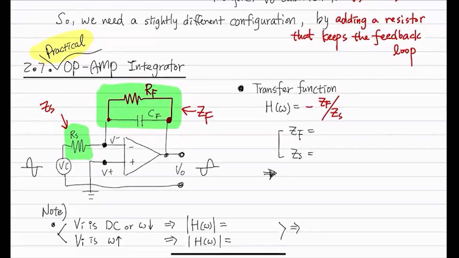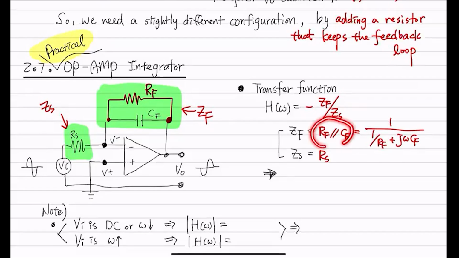And ZF, first ZS is nothing but that's just a resistance, right? So the impedance of this element is just RS. So that's a no-brainer thing. And the impedance of this parallel element is going to be RF parallel CF, right? And that is going to be 1 over RF plus J omega CF.